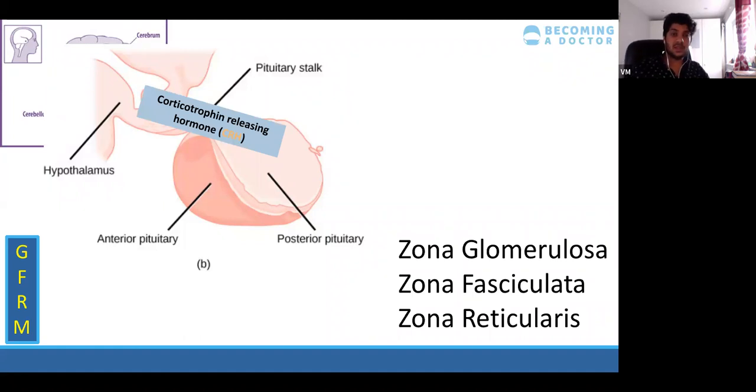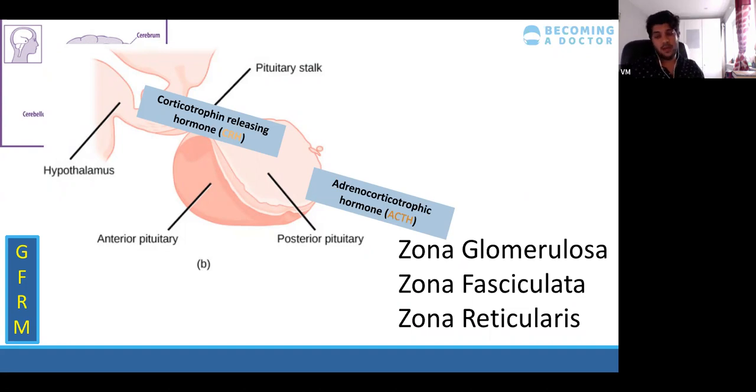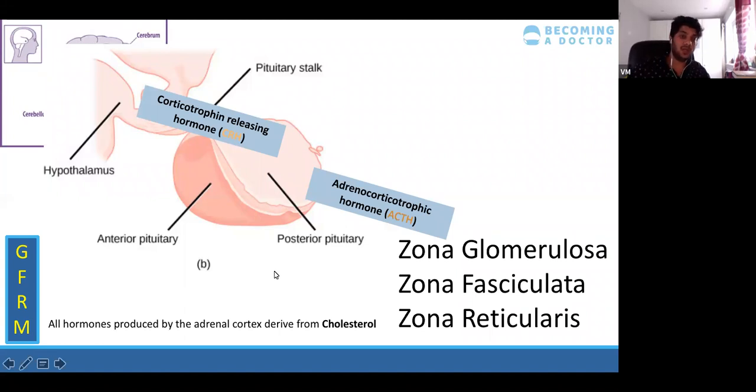And what that does is it goes into the posterior pituitary, and that stimulates the posterior pituitary to release a hormone called adrenocorticotropic hormone. So the hypothalamus releases CRH, which stimulates the posterior pituitary to release ACTH. And that allows all our steroid hormones from the adrenal cortex to go into the body. And one thing to remember is that all the hormones produced by the adrenal cortex derive from cholesterol. Okay, I hope that makes sense. That's a little bit about the regulation of these hormones.